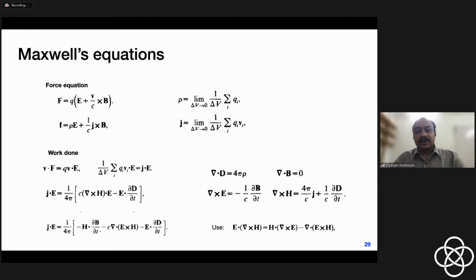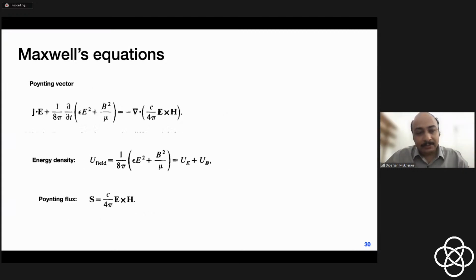In the next few slides, I will go a bit fast because I'm already running out of time, and I had hoped to cover a bit more than what I have managed to do. This is just an introduction to Maxwell's equations. I do not need to introduce Maxwell's equations to you. The only reason I'm stating this is because I wanted to introduce what is called the Poynting flux.